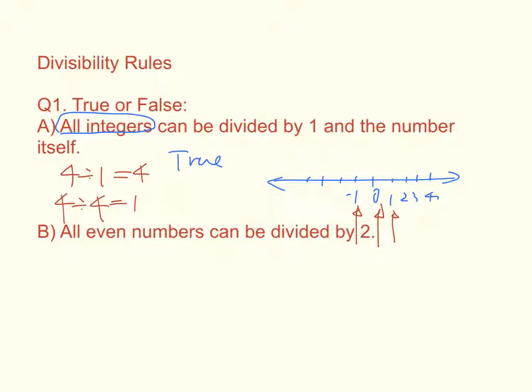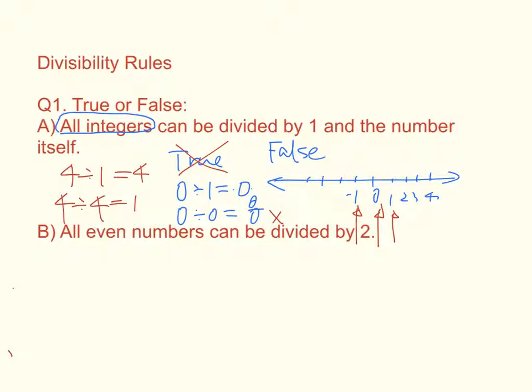What about 0? 0 can be divided by 1 because 0 divided by anything is 0 itself. So 0 divided by 1 is okay. But 0 divided by 0, remember, there is nothing we can do. You cannot divide a number by 0. Therefore, this is not true. So the answer to this is false.